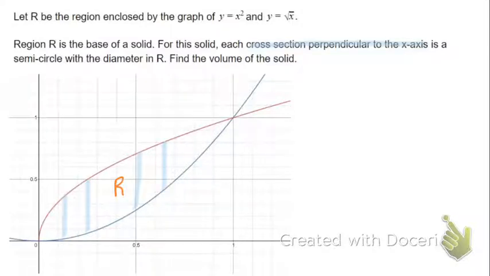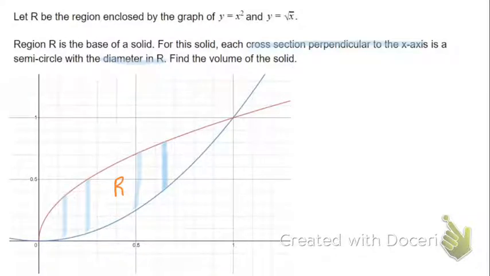So that tells me something about the slices: we're perpendicular to the x-axis, just like that. It says, for this solid, the cross-sections are semicircles with a diameter in R, so the part of the circle that we can see in region R is actually a diameter of the semicircle.